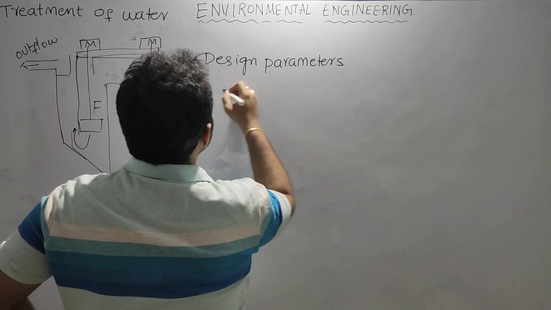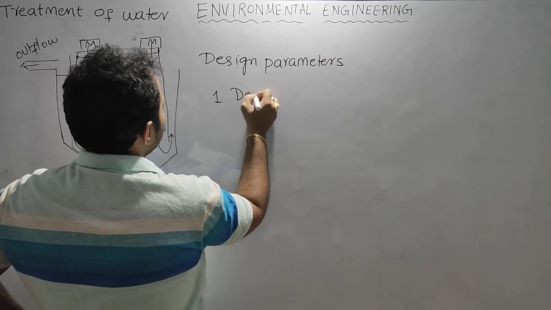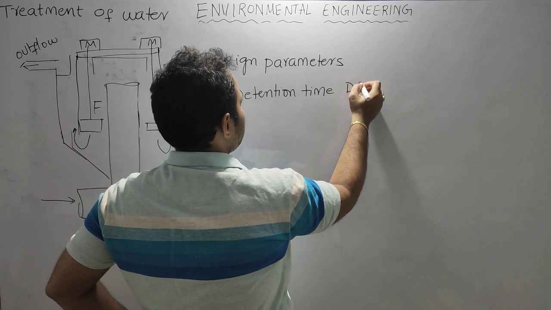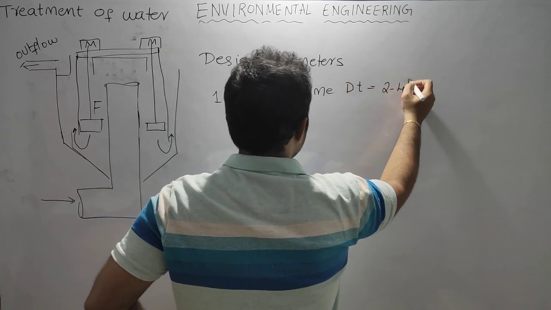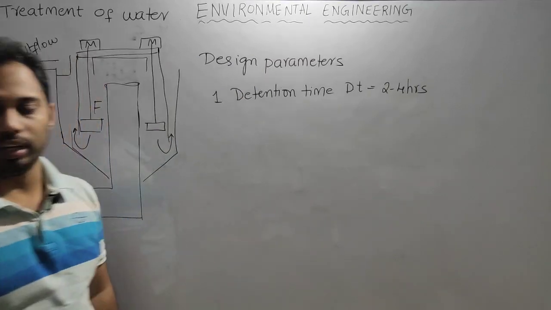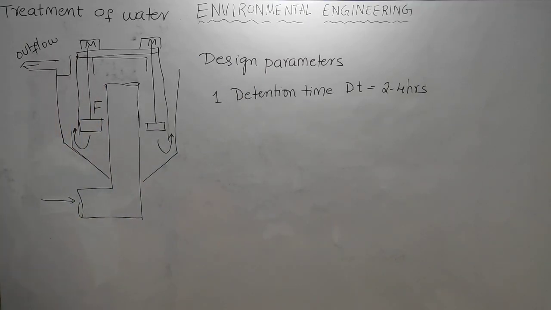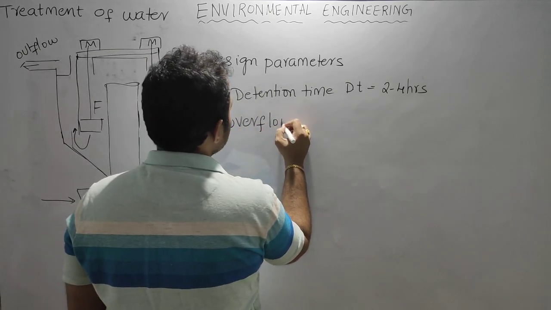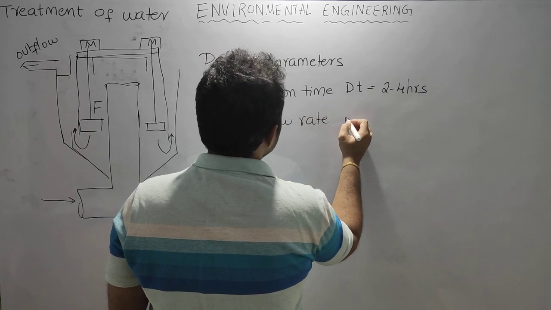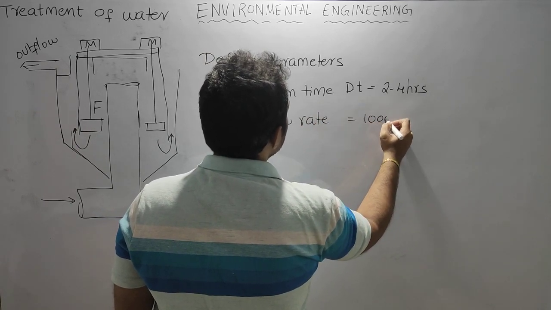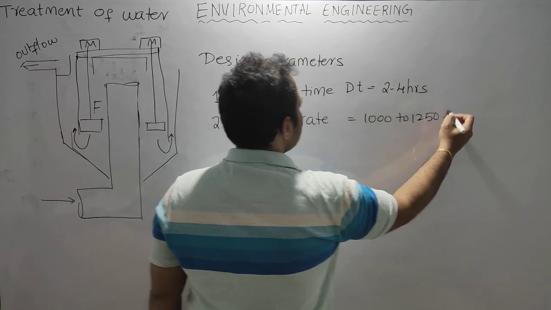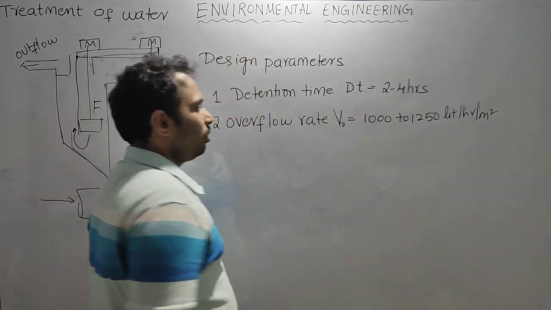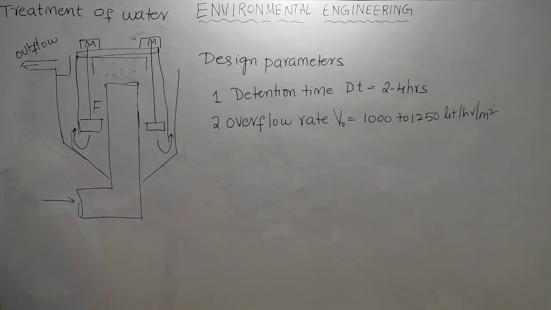So one is detention time. Here detention time is lesser, 2 to 4 hours. There it is 4 to 8 hours. Here it is 2 to 4 hours. We can reduce the detention time by 50%. And overflow rate, V naught, is 1000 to 1250 liter per hour per meter square.